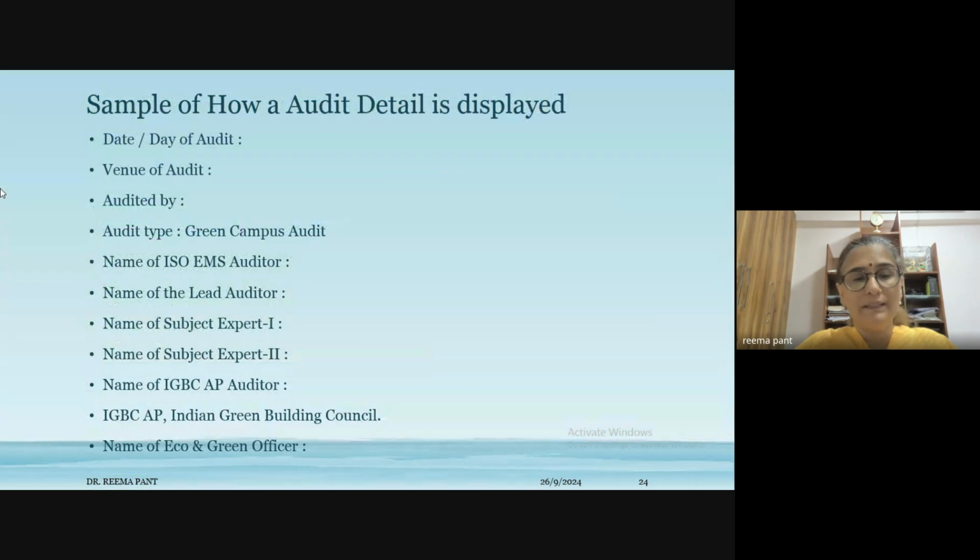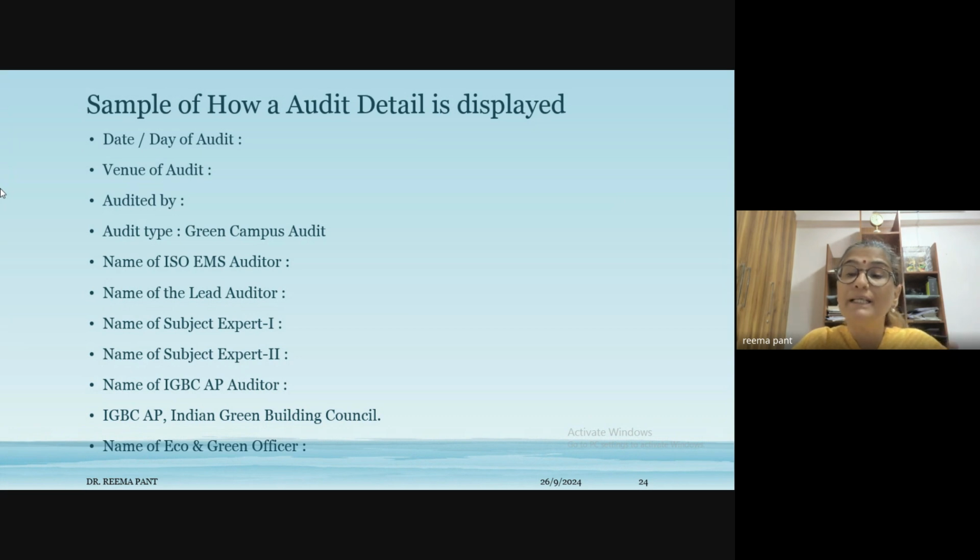So this is how your audit page is going to look. It will have these possible parameters. Now, this is for an external auditor, but you can do an internal audit in the same way. So in place of lead auditor, you can have internal auditor 1, subject expert 2, and all these.